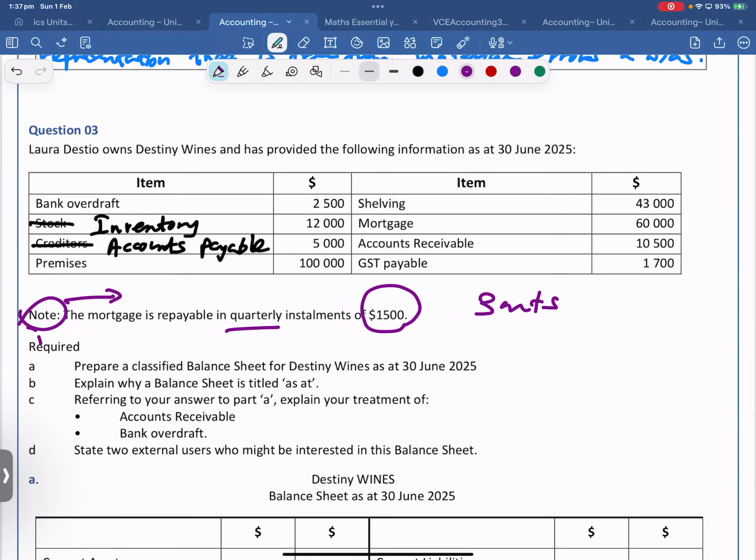We to pay when? Yeah, this year within 12 months. Yes. Good. That's right. Then the remainder will be non-current. Yeah, 54,000 will be non-current liability.